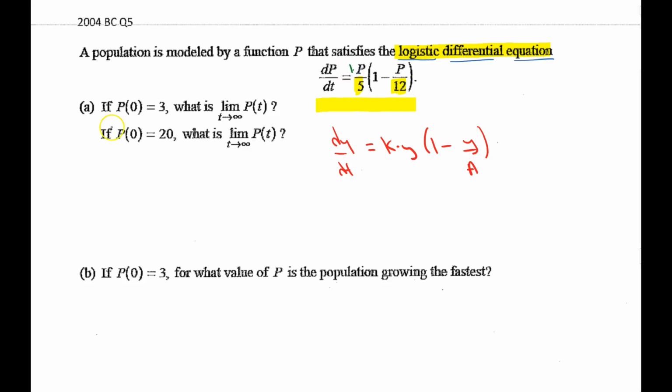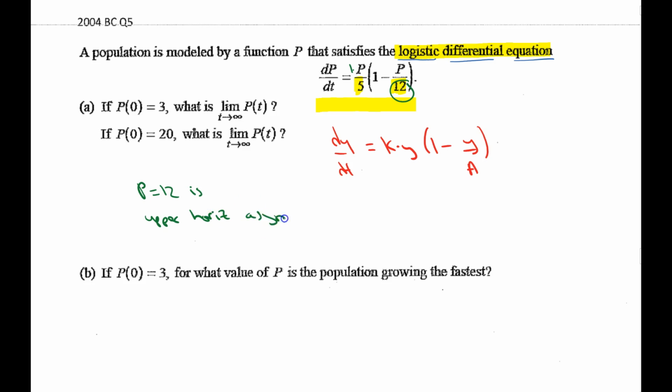Now look at this question. If the initial value of P is 3, what is the limit as t approaches positive infinity of P of t? If P of 0 equals 20, what is the limit as t approaches positive infinity of P of t? What they're trying to tempt you into is solving this differential equation, inputting the value to find the constant, and then taking the limit. But you know that if this is a logistic differential equation and you see that this value here is A, in both of these cases the upper horizontal asymptote, P equals 12, is the limit.